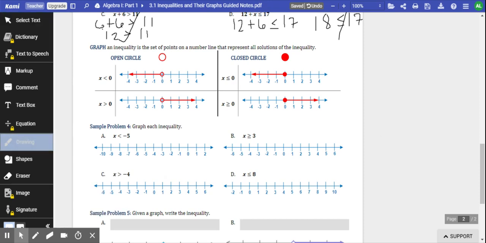So graphing an inequality is the set of points on a number line that represents all solutions of the inequality. So open circles are when they don't have the equal to, and closed circles are when they have the equal to. So we are going to graph some inequalities here.